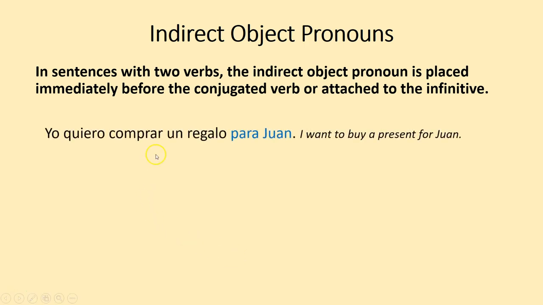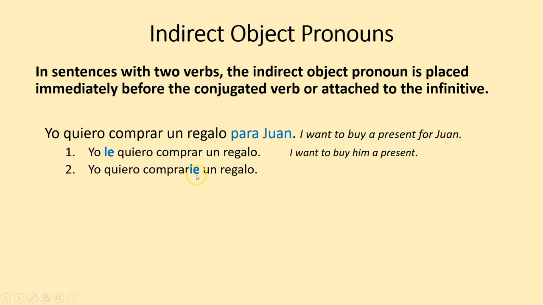Yo quiero comprar un regalo para Juan. First verb, quiero. Second verb, comprar. Para Juan is going to be replaced with le. There are two options. You can put it before the conjugated verb. Yo le quiero comprar un regalo. Le could also be attached to the second verb. Yo quiero comprarle un regalo.